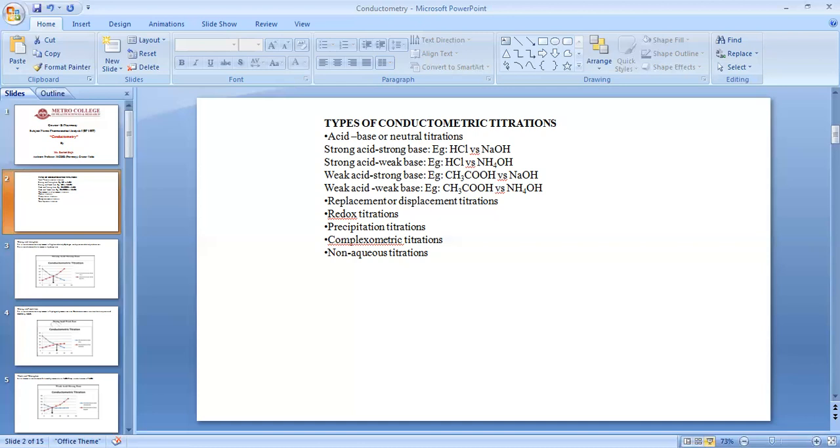Sulfate. Initially, when this titration takes place, there is a decrease in the conductivity, but at the end, when both the precipitates are formed, that is magnesium hydroxide and barium sulfate, there is a sudden increase in the conductivity, which is shown by this graph. There is a sudden decrease in the conductivity, but as soon as both the precipitates are formed at the end point, there is a sudden increase in the conductivity.